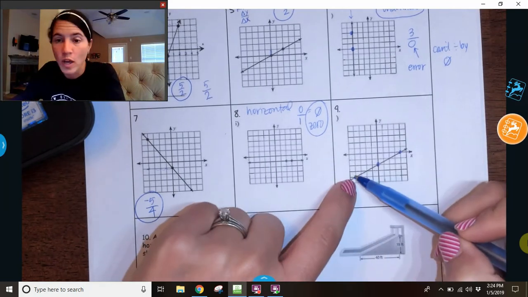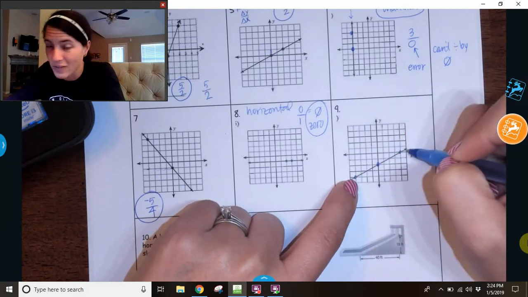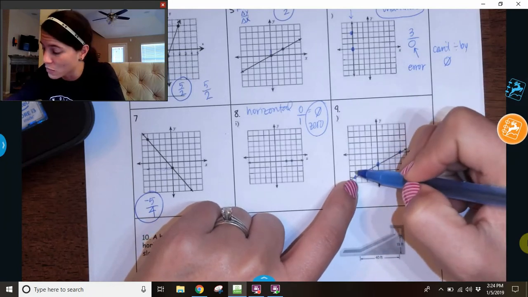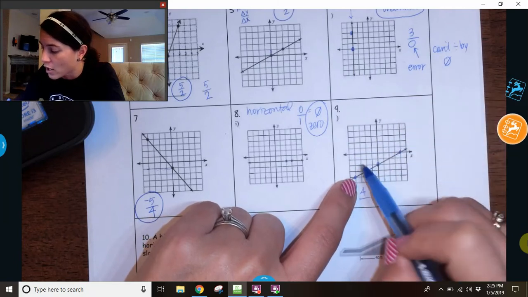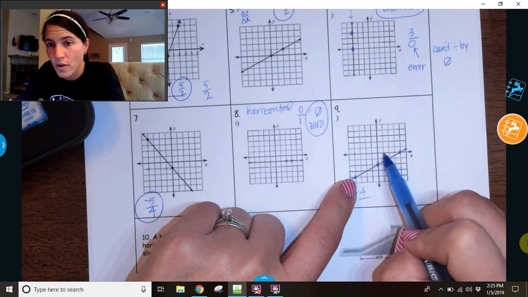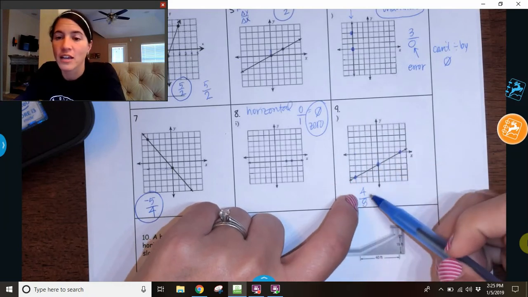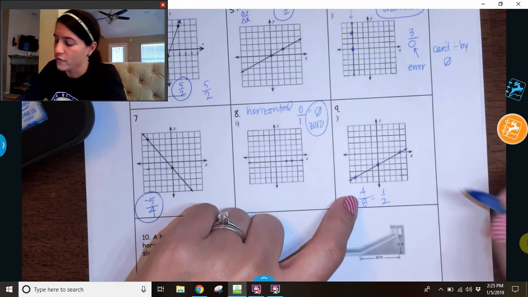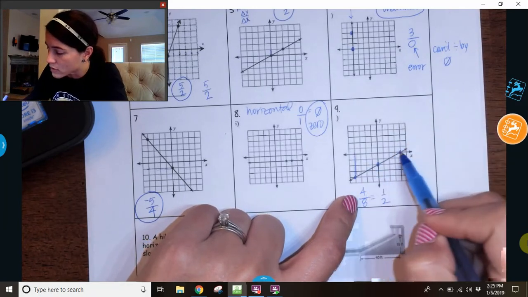So I'm going to go from the farthest left all the way to the farthest right. So I'm going to count my slope. Again, this is a positive slope. So my rise, 1, 2, 3, 4, over run, 1, 2, 3, 4, 5, 6, 7, 8. And I can reduce 4/8 to 1/2. So I'm just going to kind of draw a triangle for you. Do you see the triangle I made?